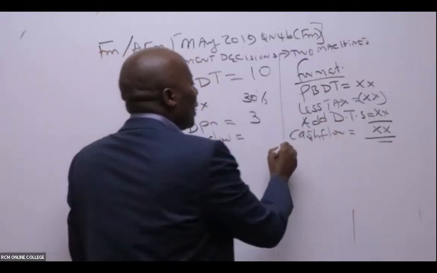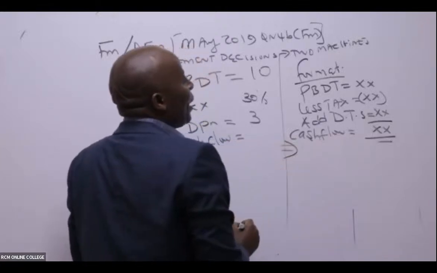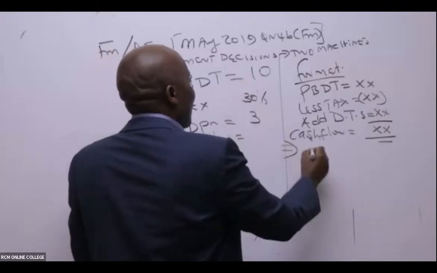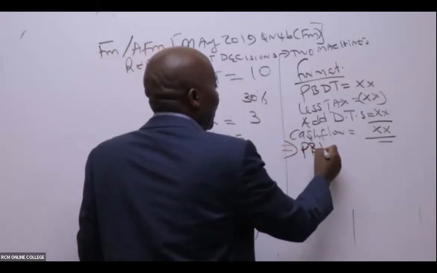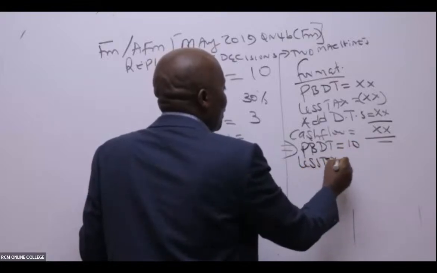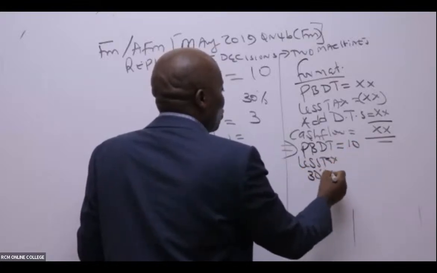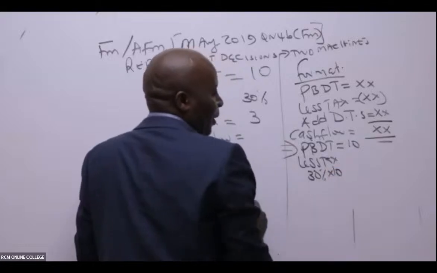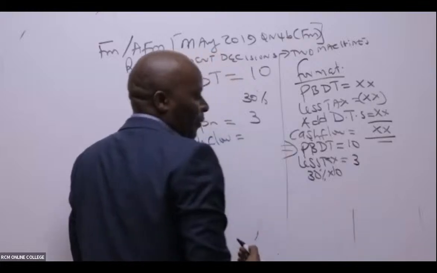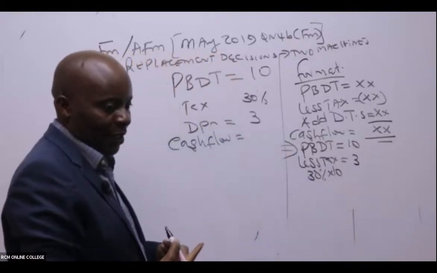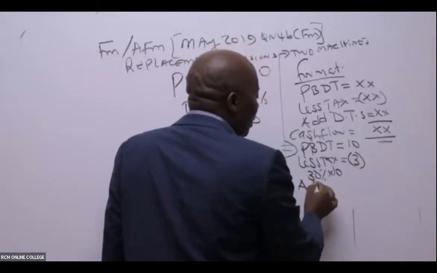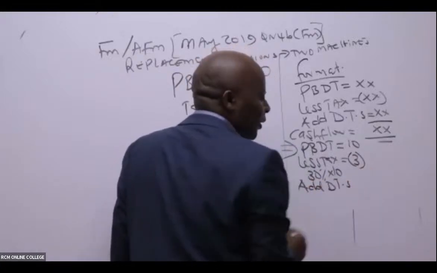So in this particular question, our profit before depreciation and tax has been given as 10. So PBDT is 10. Then we less tax. What is our tax? It is 30% of the profit, 10. So 30% of 10 gives me 3, isn't it? And then I'll deduct it and, of course, add depreciation tax shield.